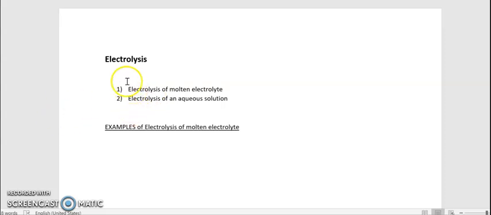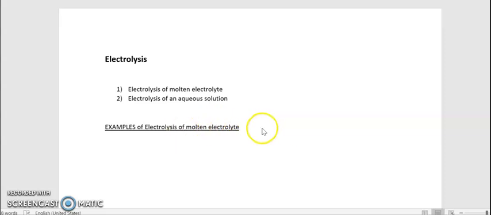Okay. So electrolysis, we have two types of electrolysis. We have electrolysis of molten electrolyte and also electrolysis of an aqueous solution. So for today, we discuss electrolysis of molten electrolyte. So this molten electrolyte refers to the molten ionic compound.